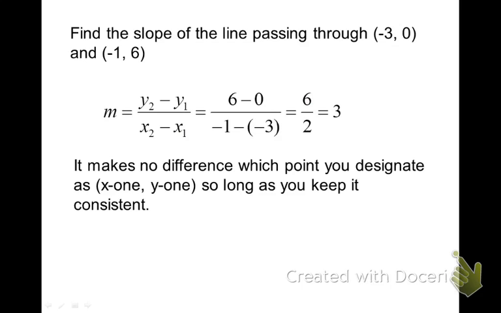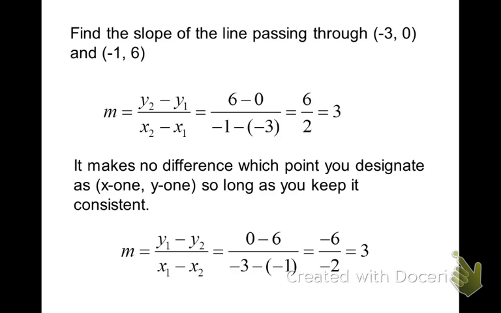Again, it doesn't matter which one you put first. If you flipped point 1 and point 2 around, you'd still get the same slope. So when you plug in 0 minus 6 over negative 3 minus negative 1, a negative divided by a negative is a positive. You still get a slope of 3.